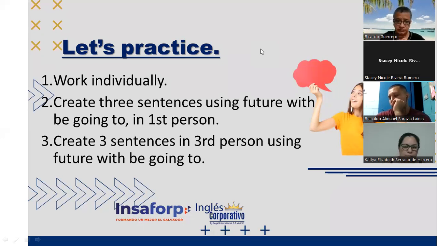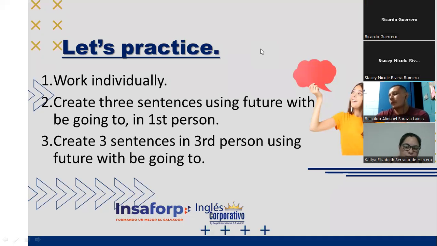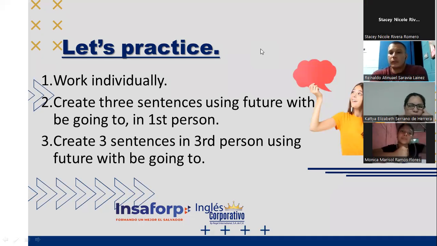Stacy, Nicole, please. Sofia is going to drive a car. He is going to ride a motorcycle. She is going to go to the party next weekend. Perfect. Thank you. Reinaldo. Carla is going to drink coffee in the morning. Felipe is going to watch TV every day. Vanessa is going to read sometimes. Very good. Those were correct, Reynaldo.